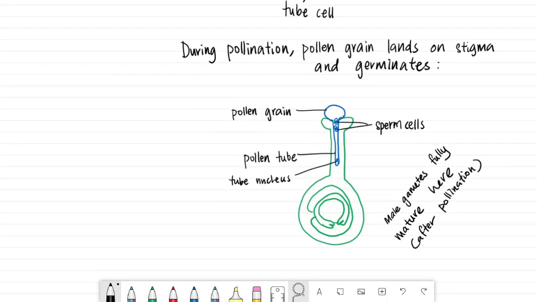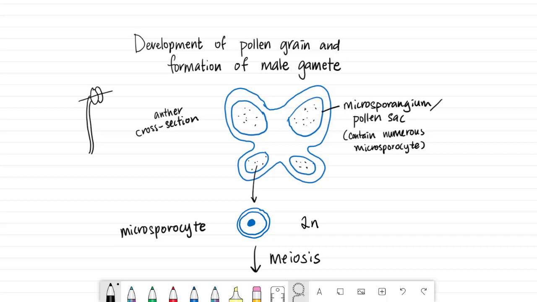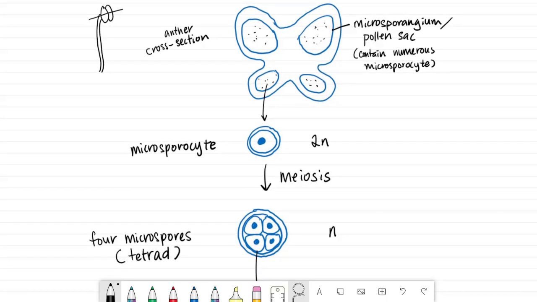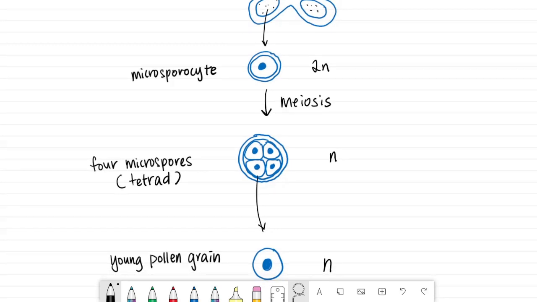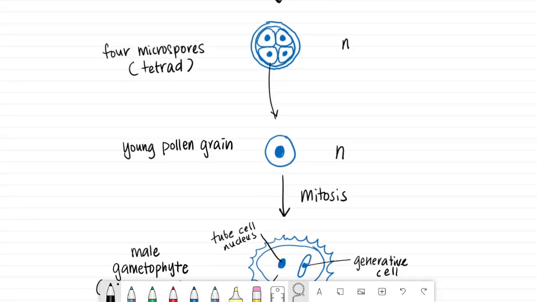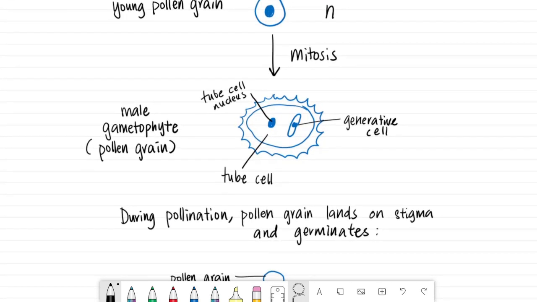Okay, so once again, before we move on to the next part, when we talk about the development of the pollen grain and the formation of male gamete, we start by looking at the microsporangium, looking at the microsporocyte. In a microsporangium, the microsporocyte undergoes meiosis, forms a tetrad of microspores, which are now haploid. The microspores will develop, mature into young pollen grain, and then undergo mitosis into a mature pollen grain or male gametophyte.